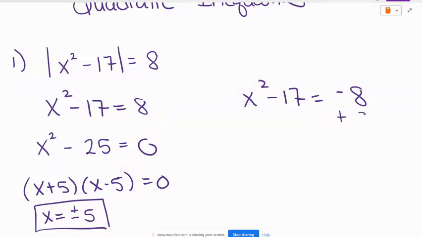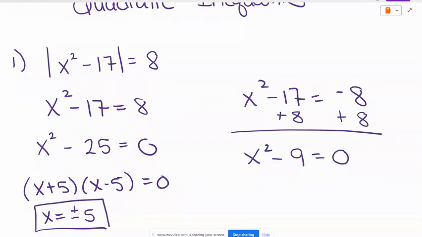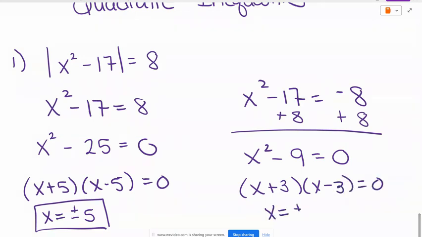On the other side, we are adding 8. So now we are at x squared minus 9 equals 0. And we have another difference of squares, x plus 3, x minus 3. And again, we're going to get a plus or minus. So x equals plus or minus 3.